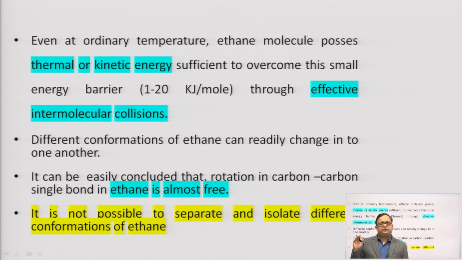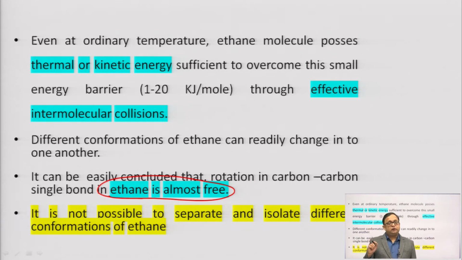Intermolecular collisions can overcome this barrier easily, and the different conformations of the ethane molecule can readily change into one another. It can be easily concluded that rotation about the carbon-carbon single bond is almost free. Remember this line: in ethane it is almost free. The energy barrier is very small and intermolecular collisions can overcome it. Therefore, it is not possible to separate and isolate different conformations of ethane.